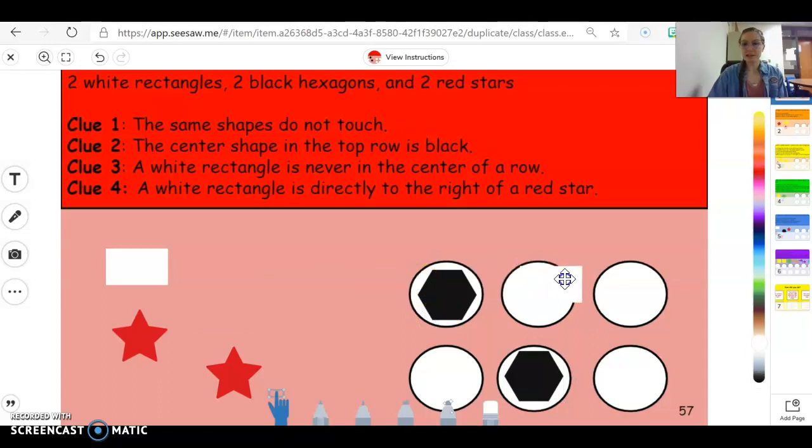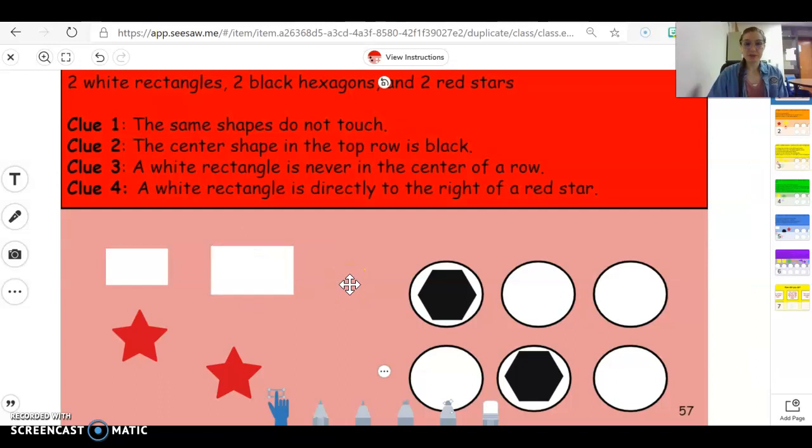I know it gets a little bit tricky when you put that rectangle in there, but you can also resize the shapes. So if you need to make it a little bit bigger, just so that you can make sure you see it, because if you make it really small and you put it in there, then you won't even know you did that. So if that helps you, go ahead and do that. That's no problem. Then we also have the center shape in the top row is black.